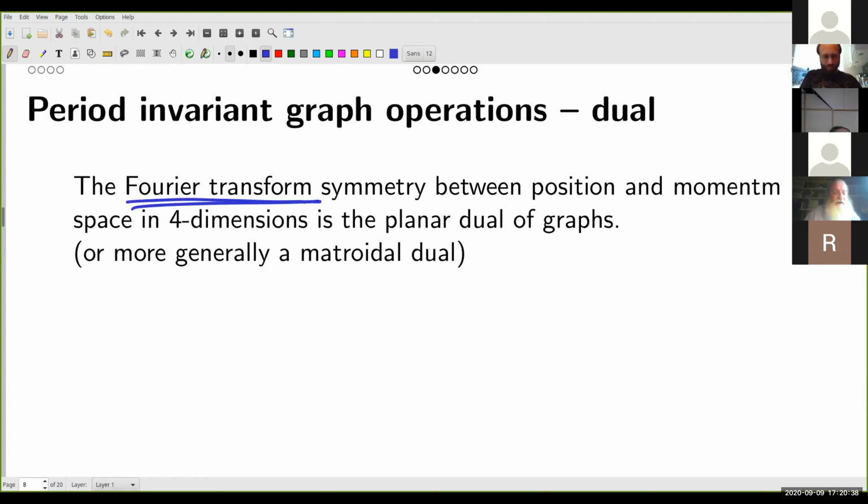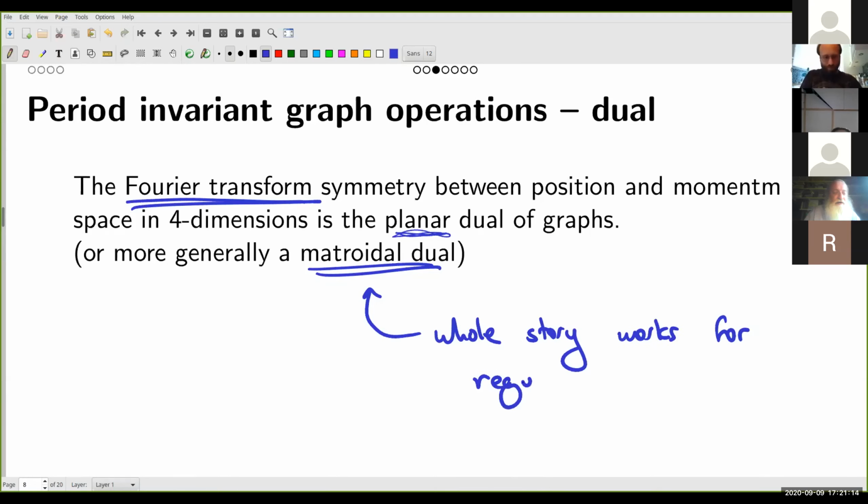Okay, so that's great. I would just note more generally that you don't actually have to stick to graphs, because you can take a Fourier transform even if the graph was not planar, because you have position and momentum space regardless of planarity. In fact, I think broadly speaking, planarity is a red herring in a lot of this. But then what happens? You don't actually get a graph, you get something else. So this whole story works for regular matroids. What's a regular matroid?